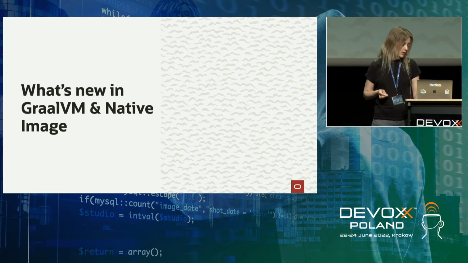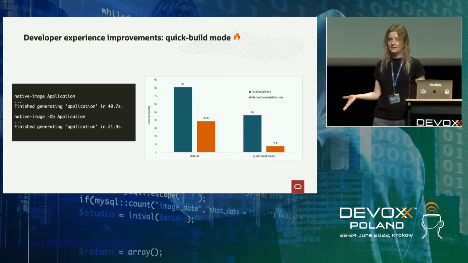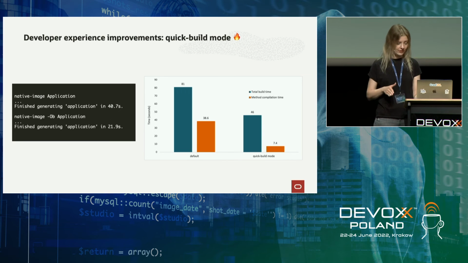Now, what is new and cool in GraalVM and native image? I'm very excited about this part because I care about developer experience a lot, and we've made a lot of changes in this area in GraalVM in the last couple of releases. One thing is quick build mode. When you build your native image application, as I said, it starts really fast, but the build time, when you're actually producing the binary, can take quite some time and resources because typically Java applications are bigger and there is a lot to analyze.